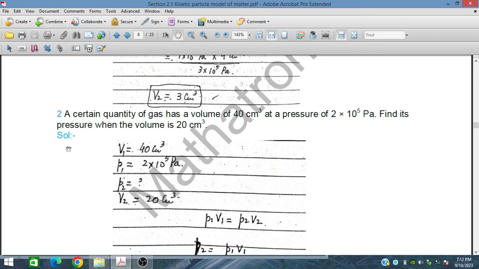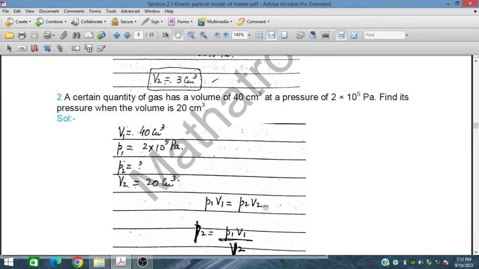In the second question, a certain quantity of gas has a volume of 40 cm³. The volume is given at a pressure of 2 × 10^5 Pascal. Find its pressure when the volume is 20 cm³. So V1 and P1 are given and V2 is given, and we have to find the pressure.